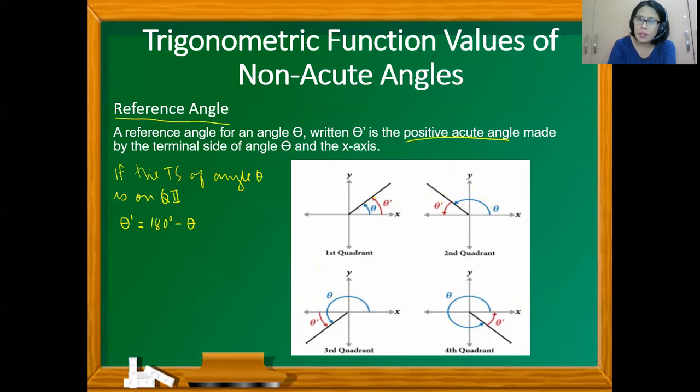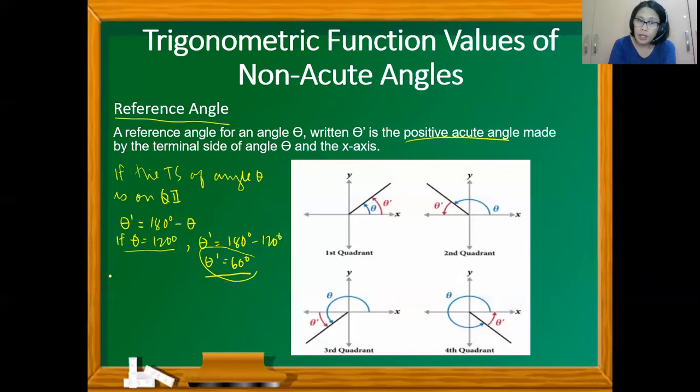So for instance, if theta measures 120, then the reference angle equals 180 less 120. So your reference angle equals 60 degrees. And this is composed of the terminal side and the x-axis, which is a positive acute angle. So this is really the reference angle whenever theta equals 120 degrees.